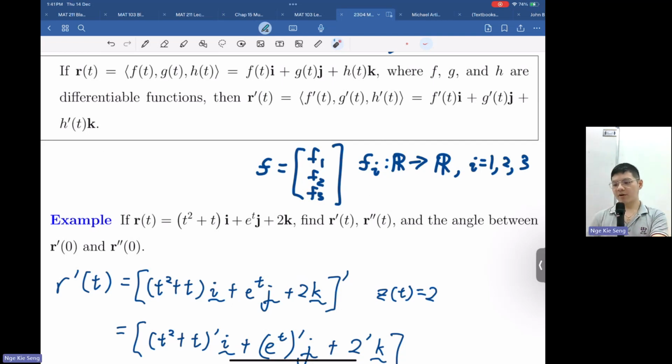Okay, after you found r prime t, then try and find what is r prime 0, and then how to find the angle between them? It's linear algebra, this one. So calculus 2 is basically calculus 1 plus linear algebra.